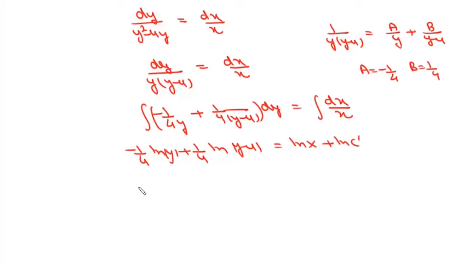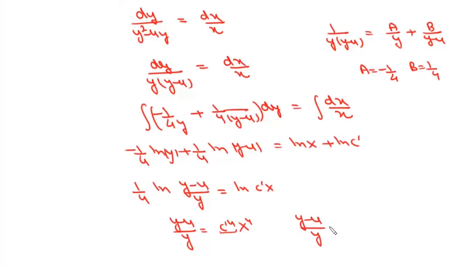Now if we simplify this, we can write this as 1 by 4 log (y minus 4 upon y), and this is equal to log c dash x. Now we'll take this 4 on the right hand side, it'll come in the power, so we'll write (y minus 4) upon y is equal to c dash to the power 4 into x to the power 4. Now c dash to the power 4 is some other constant, say c. So we can write this as (y minus 4) upon y is equal to c into x to the power 4.